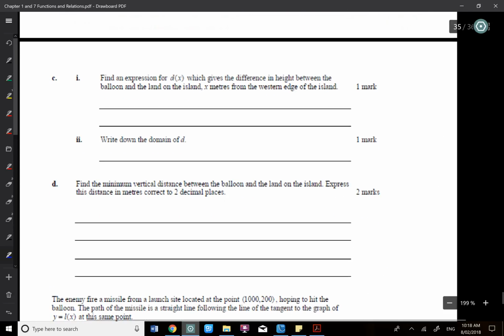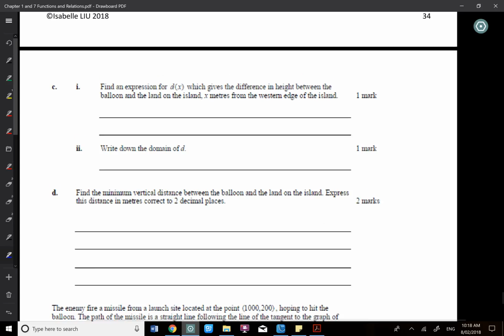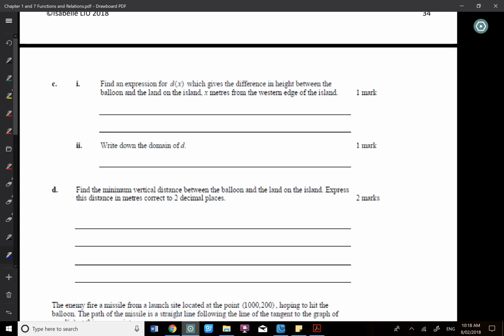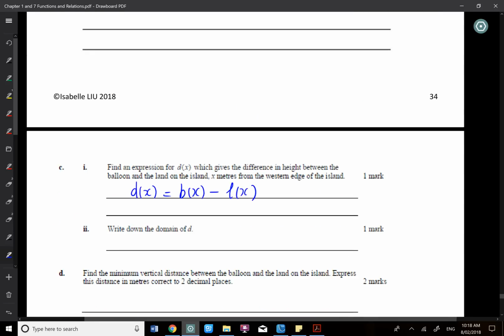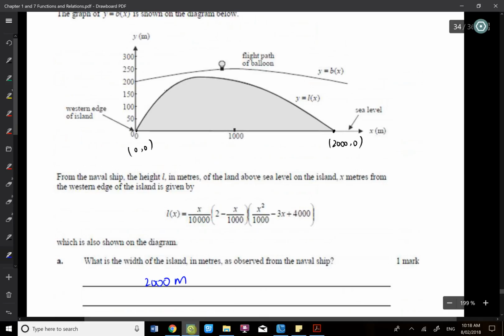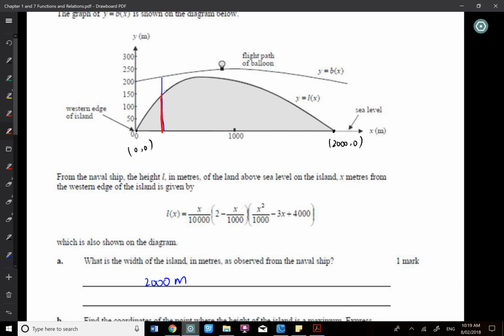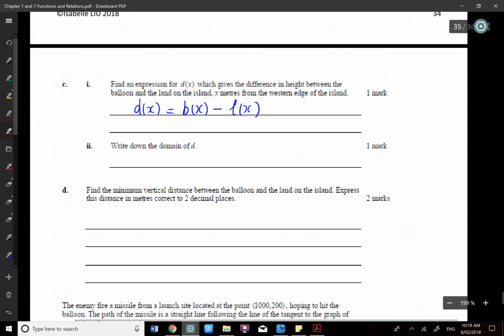Okay, have a look at C. C says find an expression for d(x) which gives the difference in height between the balloon and the island in turn for x. So d(x) must be the height of the balloon, which is higher, minus the height of the island, L(x). For the same x, that's the height of the balloon and that's the height of the island, so you just subtract between them. So it's b(x) minus L(x) to give you the distance between them.